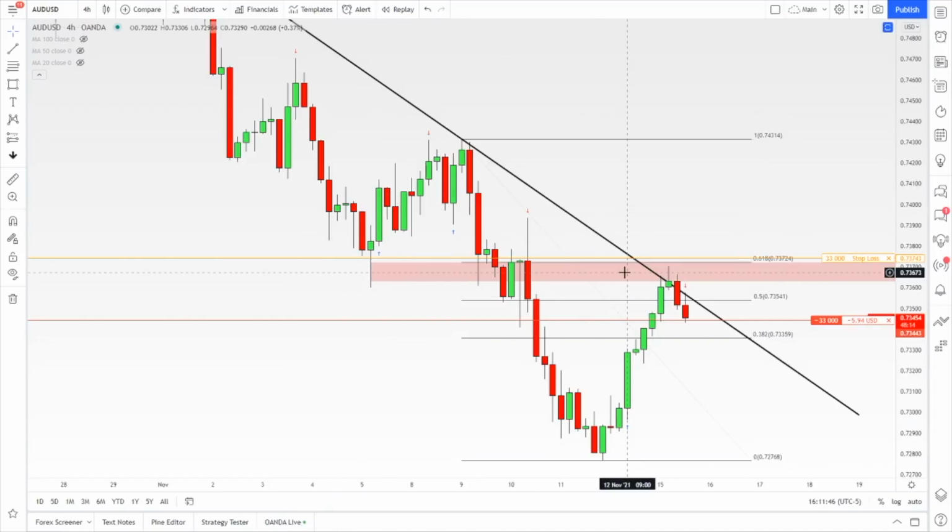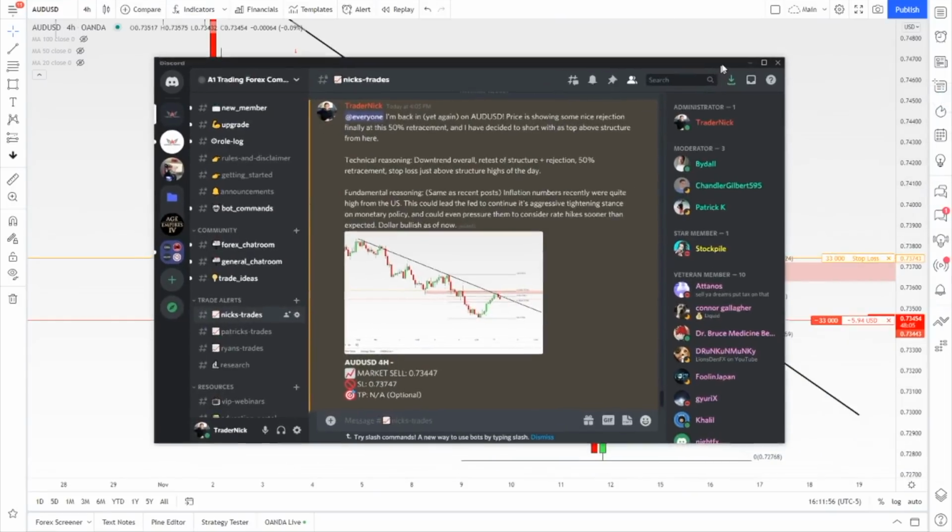So with that said, that is the technical layout, right? You got the pullback to the 50, you got the structural level of resistance holding, you got that downtrend, and here is the other side of things.